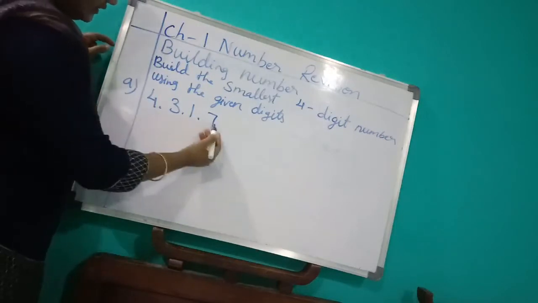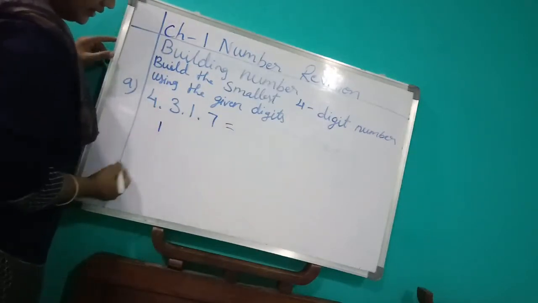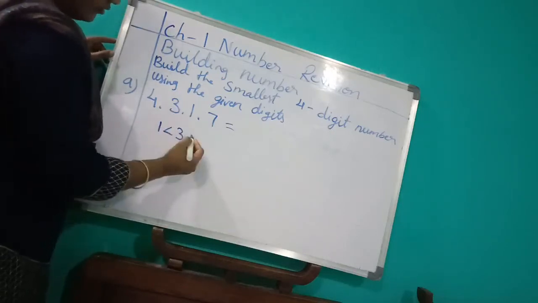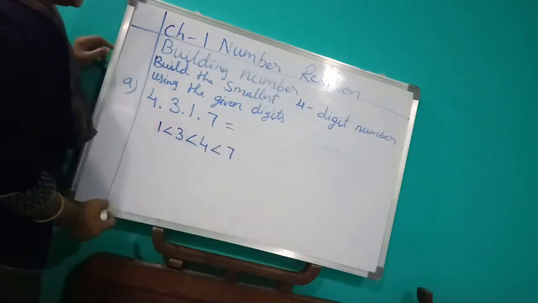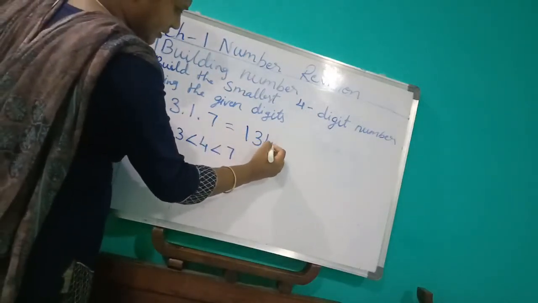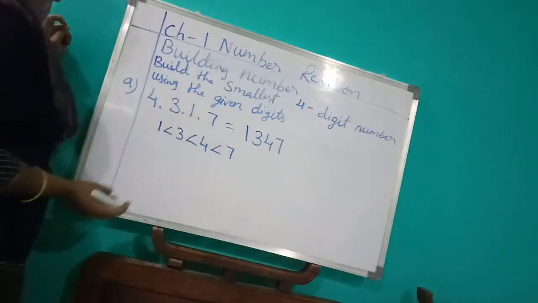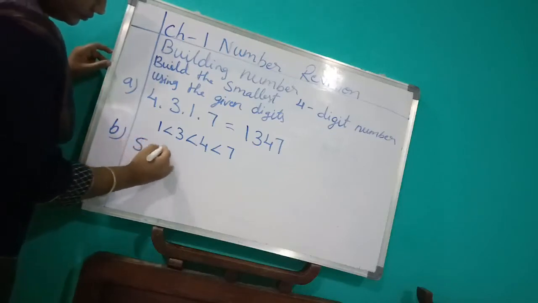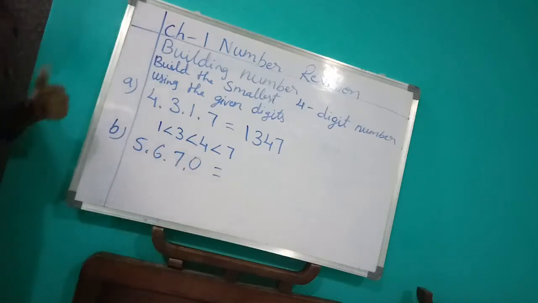Yes or no? In these numbers, which one is smallest number? 1. Yes. After that, 3. After that, 4. After that, 7. Yes or no? That's why 1347 is the smallest number in this. Understood? After that, you should use smallest number to greatest number.